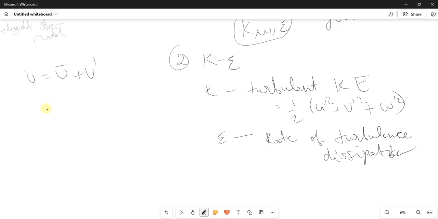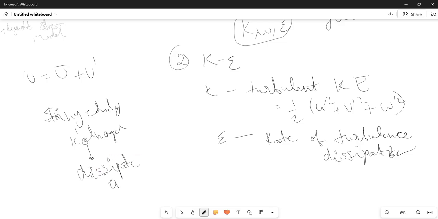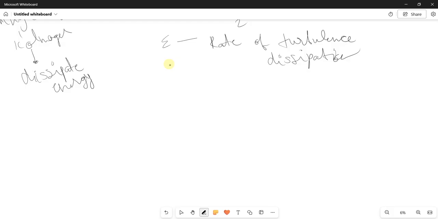As I told you, the tiny eddy or Kolmogorov scales dissipate energy, right? The rate at which this energy is dissipated is what is epsilon. So once you have calculated k and epsilon, now what you do is you calculate nu t. This is your eddy viscosity, right? So you calculate eddy viscosity.